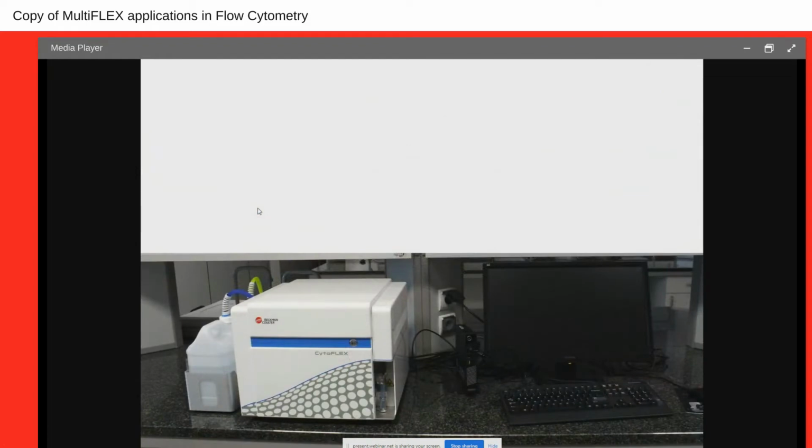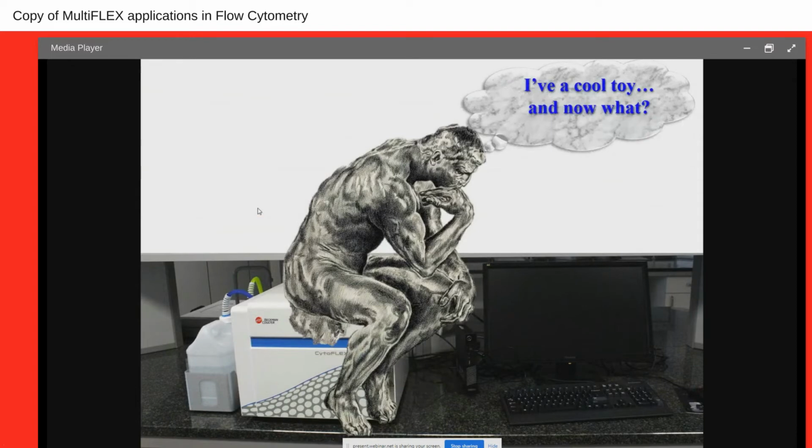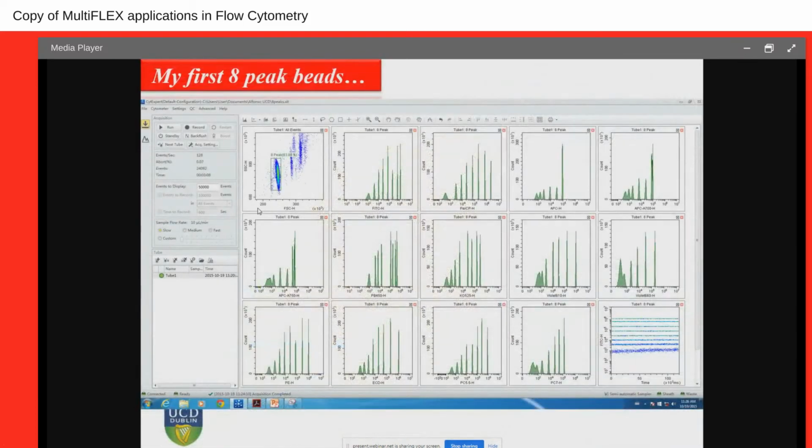So this is my instrument, and now what is the next step? The first thing I will do is check how sensitive the instrument is, which are the capabilities, and for that, usually we use beads. In this case, this was one of the first things I tested, checked the APC beads and the capabilities. And as you can see, in all the different channels, we can see how sensitive the instrument is.